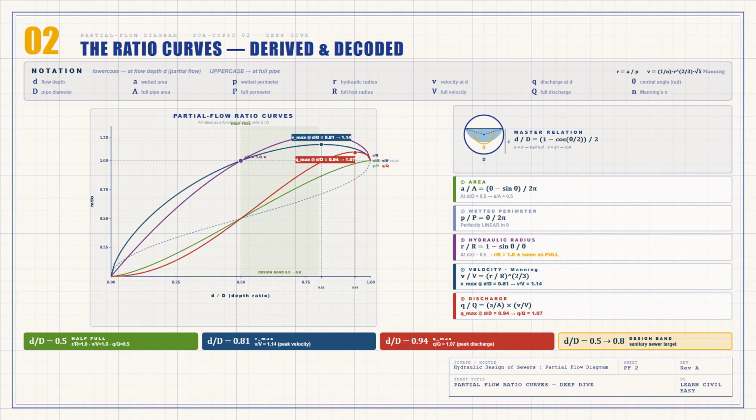For your exam, lock these numbers in. At d over D equal to 0.5, R over R is 1, V over V is 1, Q over Q is 0.5. At 0.81, V over V is 1.14. At 0.94, Q over Q is 1.07. And this is exactly why we design sewers between 0.5D and 0.8D. You stay below the velocity peak, you have headroom for peak flow, and you preserve self-cleansing velocity.